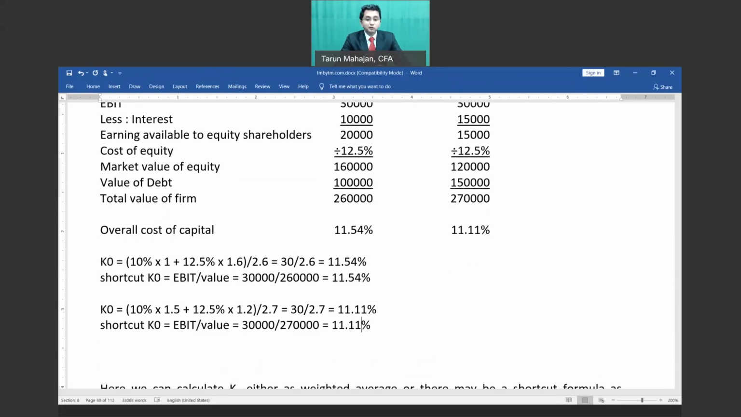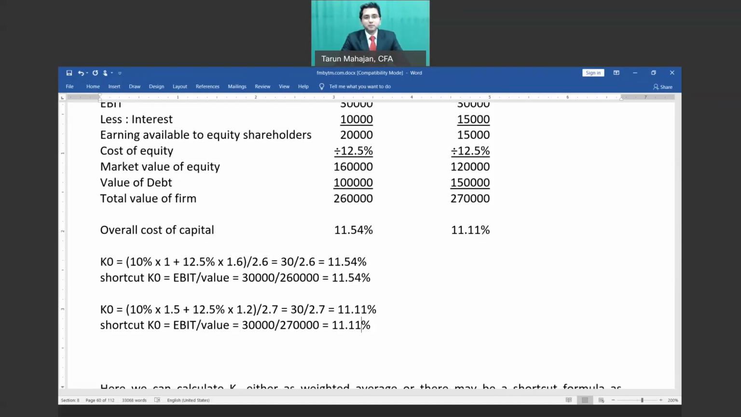And moral of the story, option 2 has lower weighted average cost of capital. You know why? It has higher amount of debt, and debt is cheaper. So when you increase the proportion of the cheaper source in your capital structure, your overall cost of capital will actually increase. Increase or reduce? No, it will reduce.